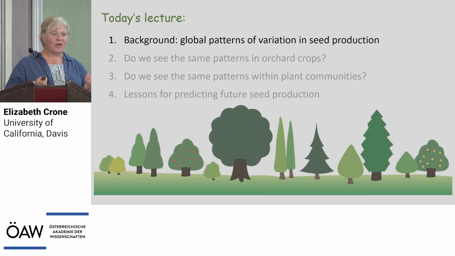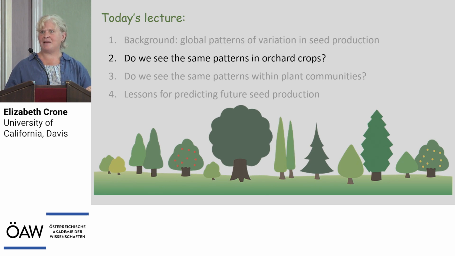So in general, when we look at global patterns of variation in seed production, we have surprisingly predictable patterns across different studies. Seed production is more variable in wind-pollinated species, it's less variable in frugivore dispersed species, and it tends to be more variable in the north. So, do we see the same patterns in orchard crops?